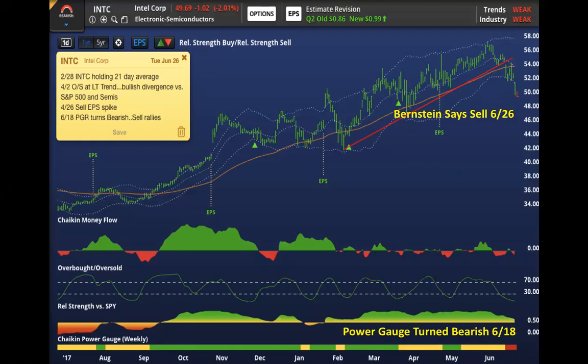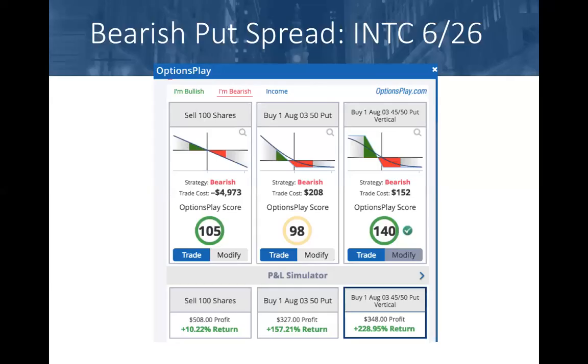If you waited to learn about it on CNBC, because unless you're an advisor, Bernstein is probably not a resource at your disposal, you had to wait to sell it at 49.69. So Chaikin Power Gauge gave you a jump on one of the smartest technology analysts on Wall Street. And it does that because analysts' estimate changes and opinion changes are part of the power gauge rating, one of those 20 factors.